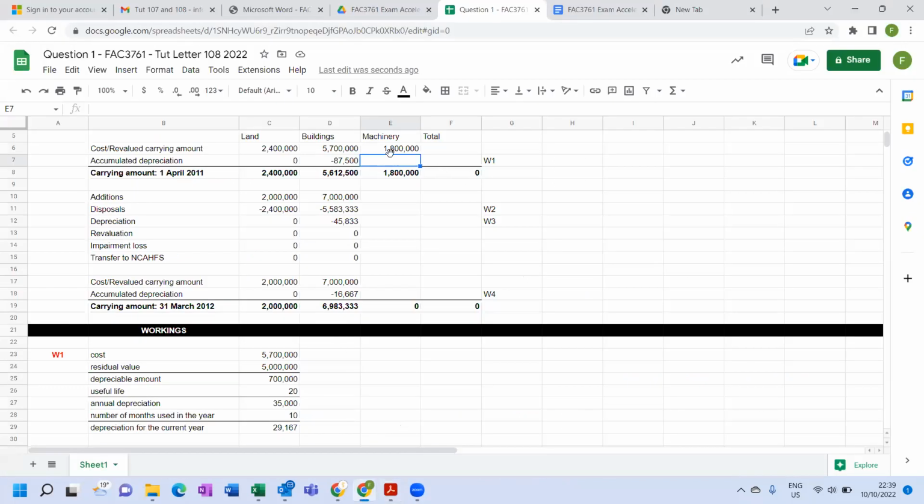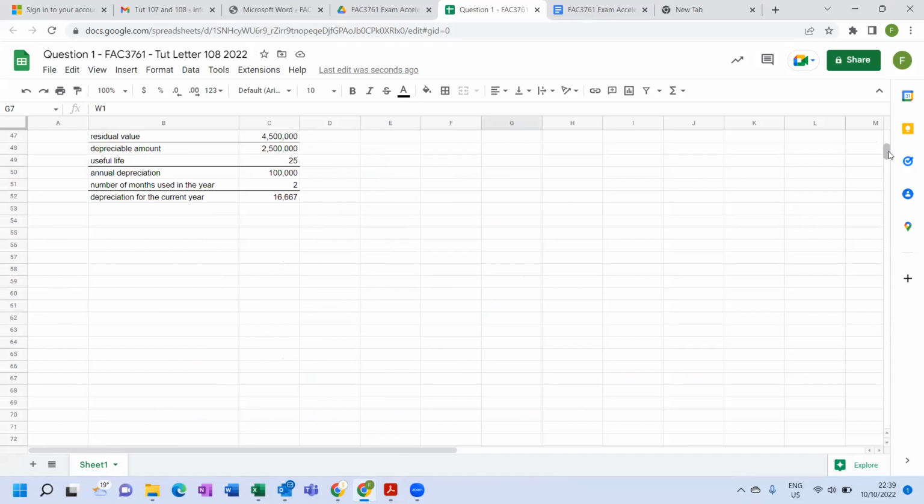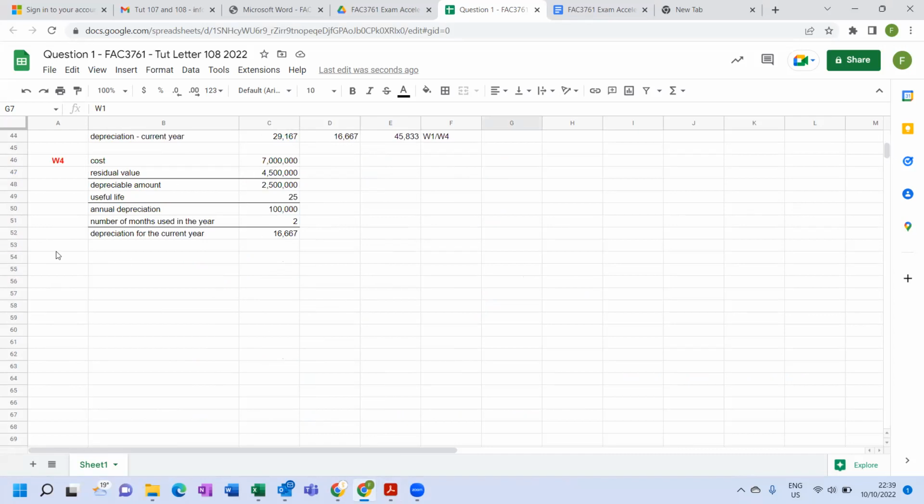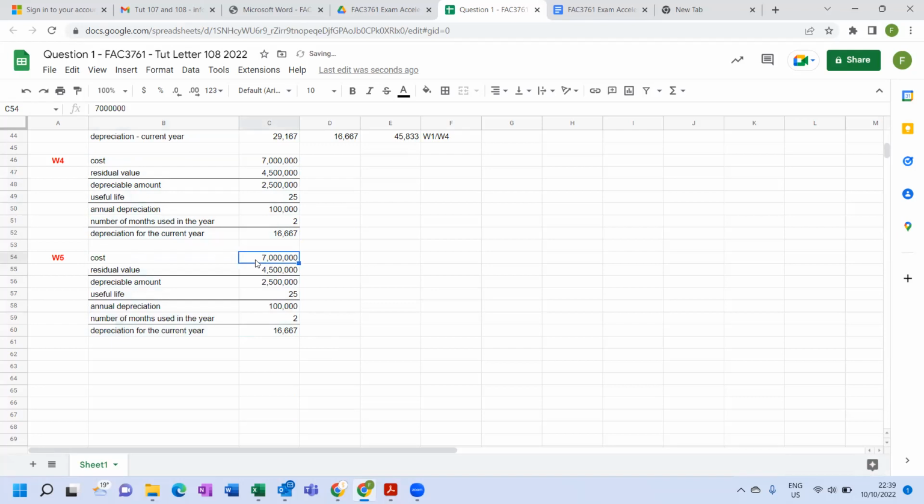So what we can do over here is work out accumulated depreciation. What working is that? Working 4, so for working 5, we can do the same thing. I'm going to use this format over here, Control C, Control V. So cost price 1.8 million. The residual value is 300,000. It was given to us.